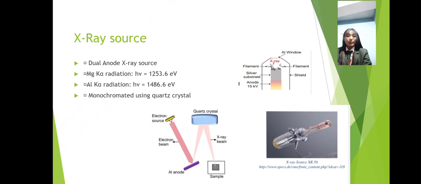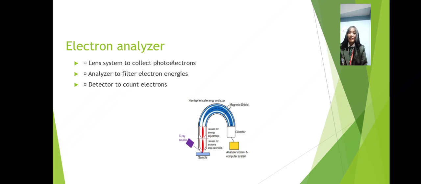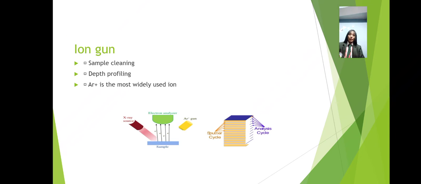Likewise, these are some points on the X-ray source. Now some points on the electron analyzer: electron analyzers consist of a lens system to collect photoelectrons, an analyzer to filter electron energies, and a detector to count electrons, and you can see the diagram below too. This is the last component of the XPS instrument, called the ion gun. It is mainly used for sample cleaning or depth profiling.